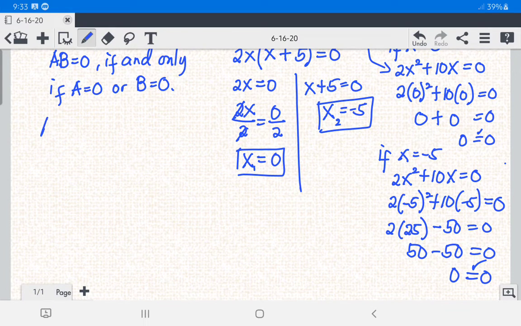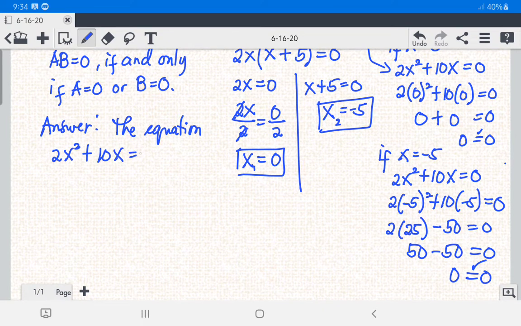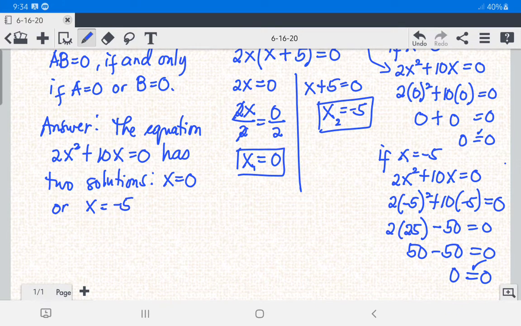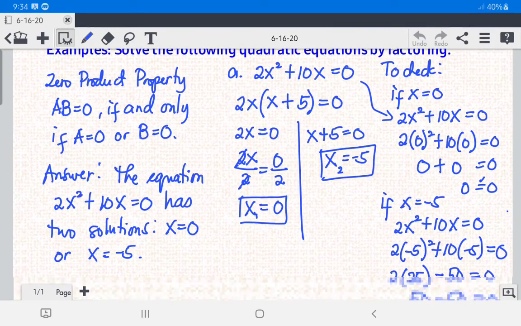Therefore, the answer is that the equation 2x squared plus 10x equals 0 has two solutions, which are x is equal to 0 and x is equal to negative 5. Okay, so that's the answer.